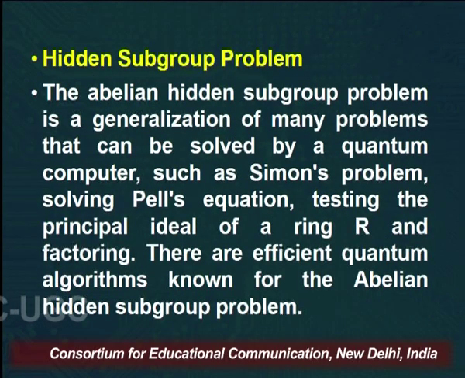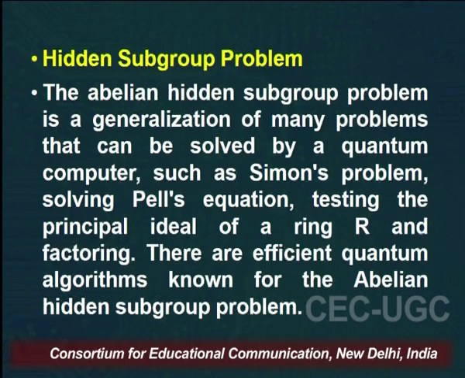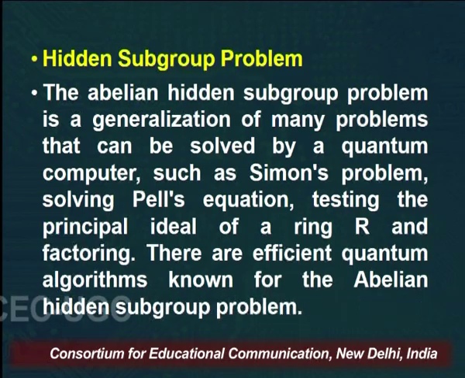Next is the hidden subgroup problem. The hidden subgroup problem is a generalization of many problems that can be solved by quantum computing, like the Simon problem, Pell's equation, testing the principal ideal of a ring, and factoring.